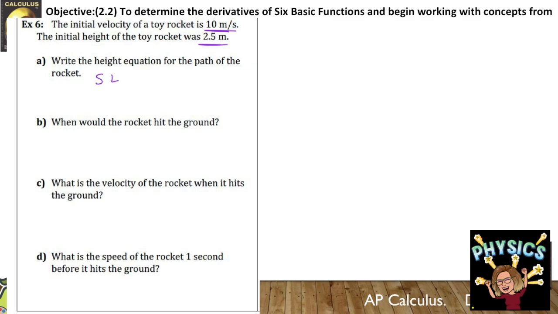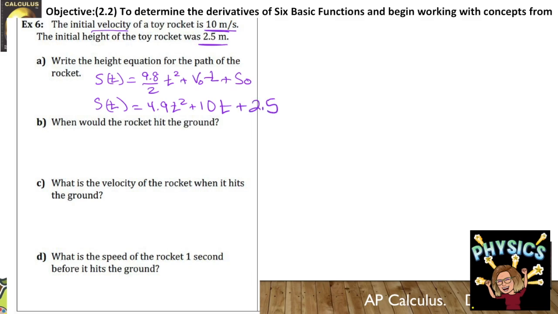So s of t is going to be equal to 9.8 divided by 2, t squared, plus some initial velocity, v naught t, plus s naught. Now from there, let's substitute. We know that s of t, which is the position function, must equal 4.9 t squared, plus 10t, since the initial velocity is 10, and plus 2.5, the initial height.